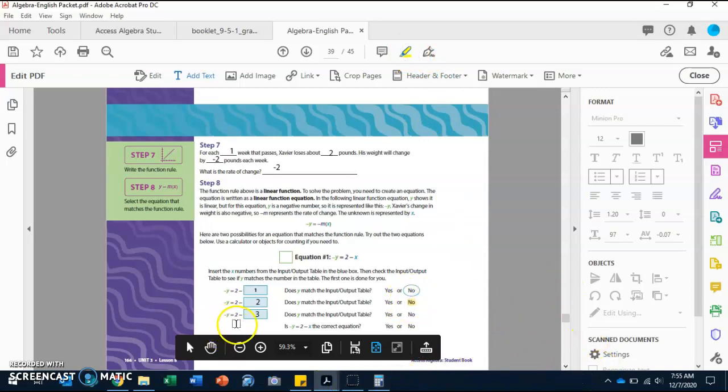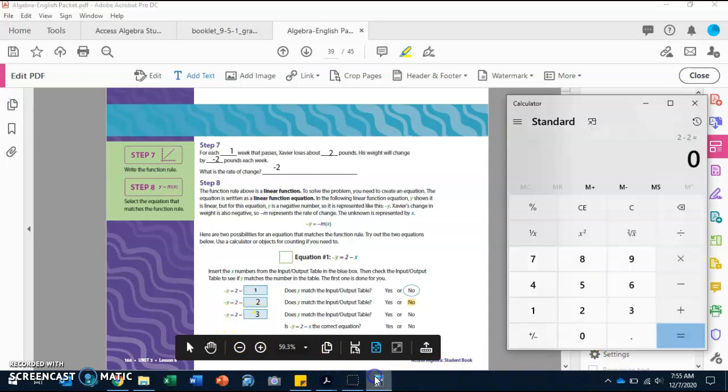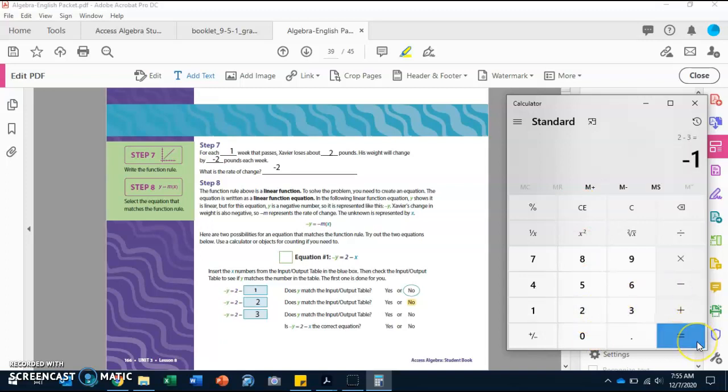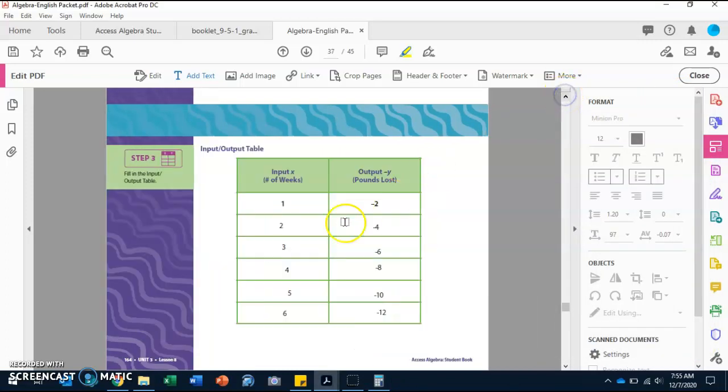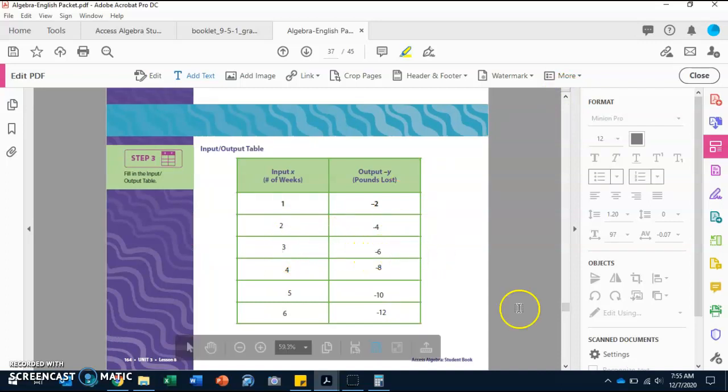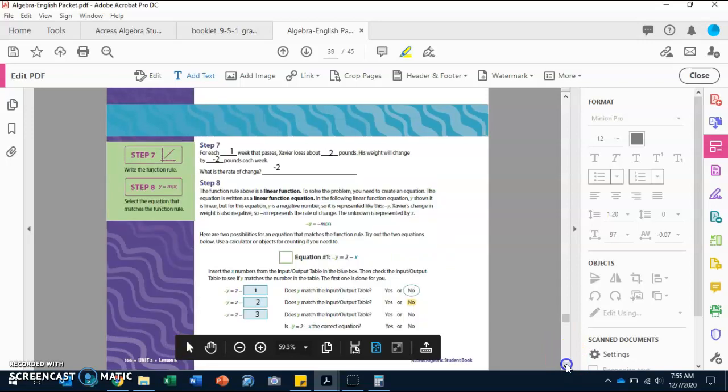Now the next one says 2 minus 3. So then we use our calculator. 2 minus 3 equals negative 1. Did he lose 1 pound in week 3? No, he lost 6. So does the y match the input-output table? And here again it is no.